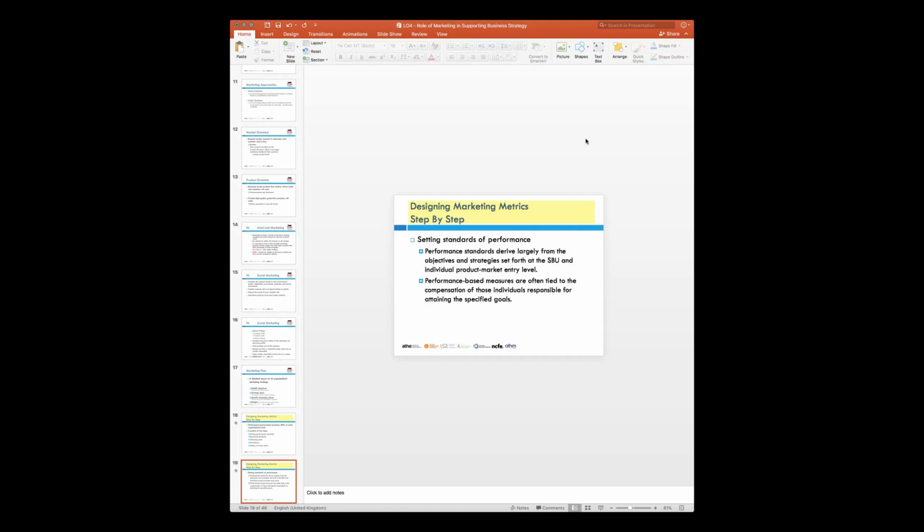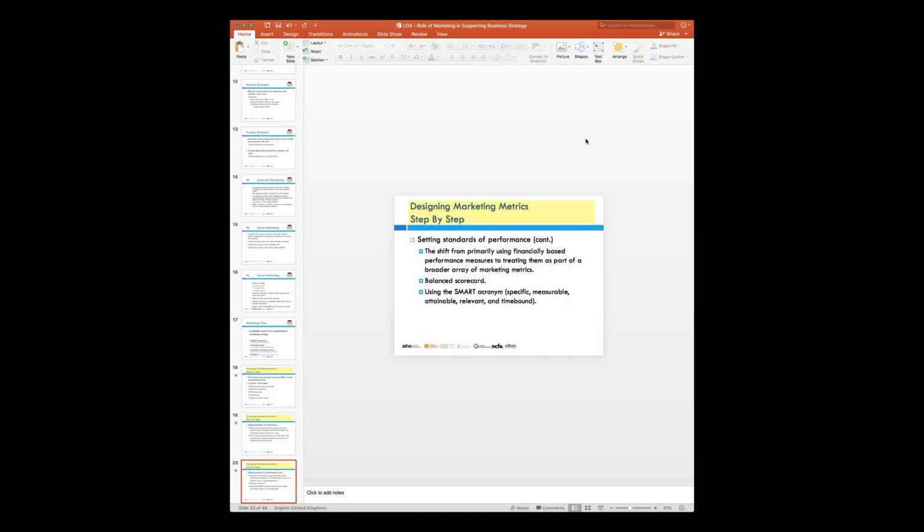Performance-based measures are often tied to the compensation of individuals, because as you understand in sales and marketing, most people will carry some sort of targets, and if these targets are achieved, companies and organizations reward their employees by means of bonuses and incentives. So if you're able to achieve the specified goals which are set according to the standard of performance, it leads to certain incentives or compensations for individuals who are able to meet those goals set by the organization.